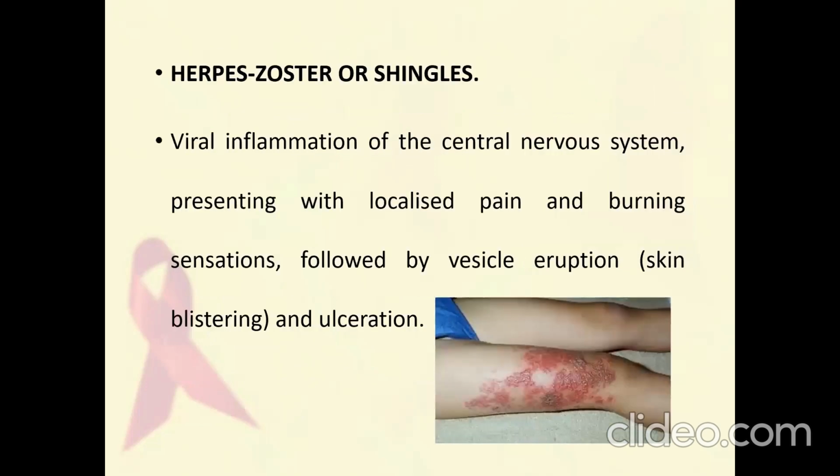Then herpes zoster or shingles. It is the viral inflammation of the central nervous system presenting with localized pain and burning sensation, followed by vesicular eruptions, that is skin blistering and ulceration. You can see in the image, herpes zoster.